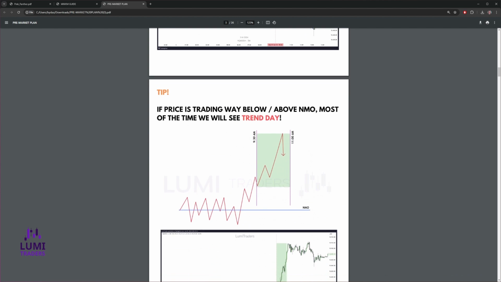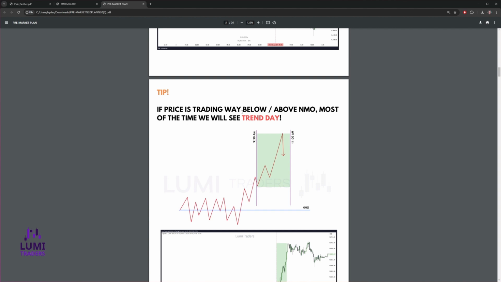Okay, here's the tip. It works almost always, but once again, nothing works 100%. So I want to say it works pretty often, but not always. Let's say it works 90% of the time.